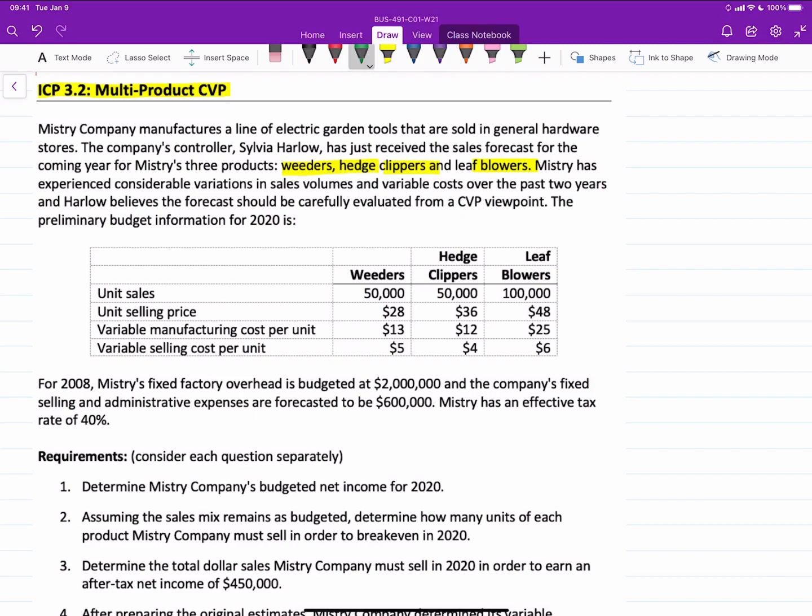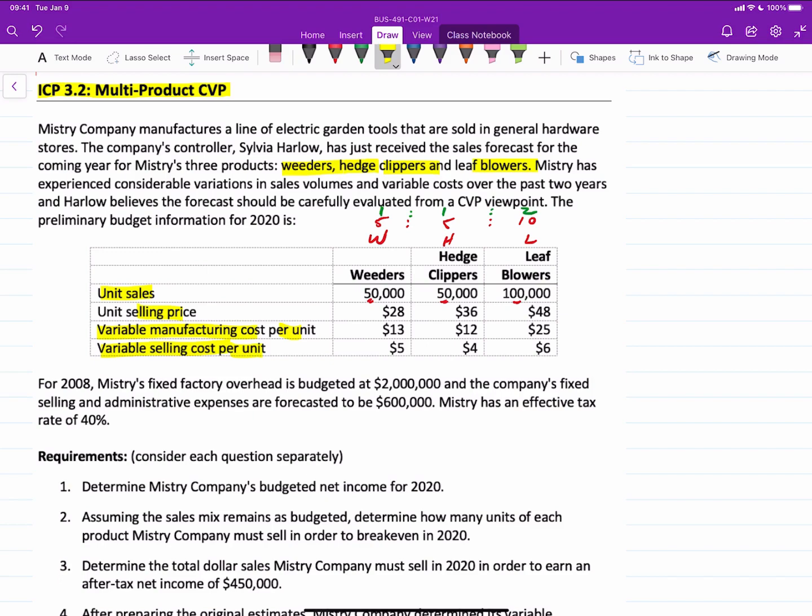So here we have three products. We have W, we have H for hedge clippers, and L for leaf blowers. The sales, the selling prices, the variable manufacturing cost per unit, and the variable selling cost per unit. Now, from this information, the selling prices, we can actually determine the product mix. So if you look at these, right now there's 50, 50, and 100. Well, that comes down to a ratio of 5 to 5 to 10 if we knock off 4 zeros off each one. Now, because they're all divisible by 5, we can actually break it down even further to make it simple that we, in essence, have a ratio of 1 to 1 to 2.